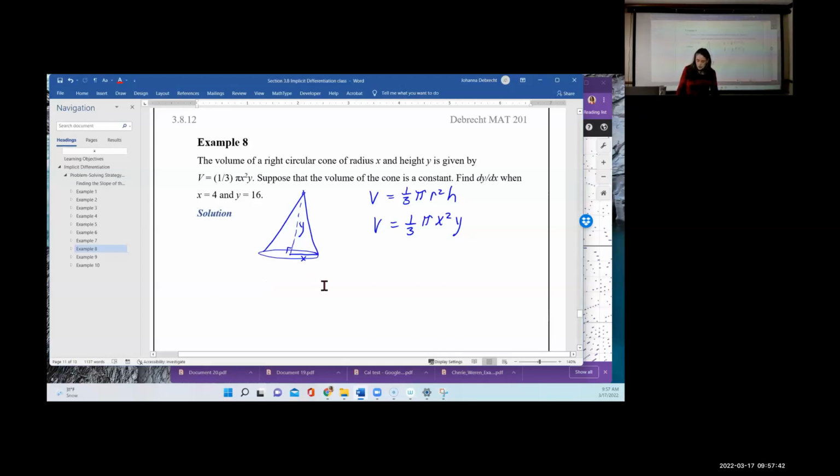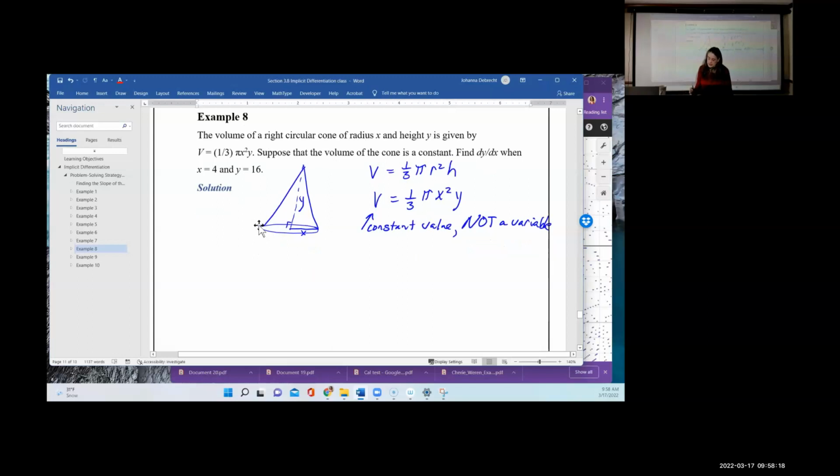Now we want to suppose that the volume of the cone is a constant. All right. This is a constant value, not a variable. So x is changing and y is changing, but V is not. V is held constant. We don't know what V is, but let's pretend V is 20 cubic inches. Then V is always 20. So when we take the derivative of it, it's going to go to 0. We want to find dy/dx when x is 4 and y is 16.